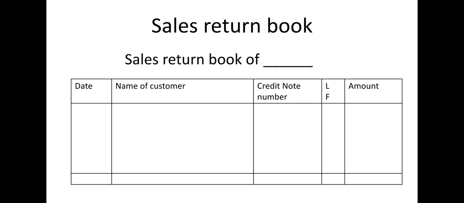Now what is this, students? When our customer returns goods to us, and we have to accept those goods, so in return, we have to give one note, one acknowledgement to that customer that we have received goods from you, and that amount will be deducted from your due amount. Clear? We have to give credit to them. So that's why this note is called credit note. We have to give a return note to our customer.